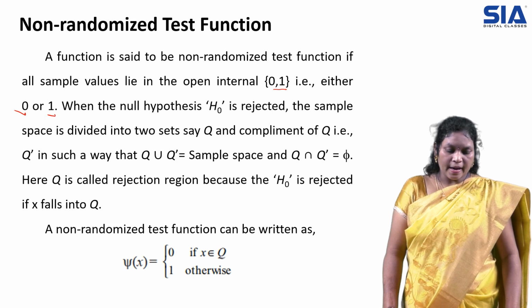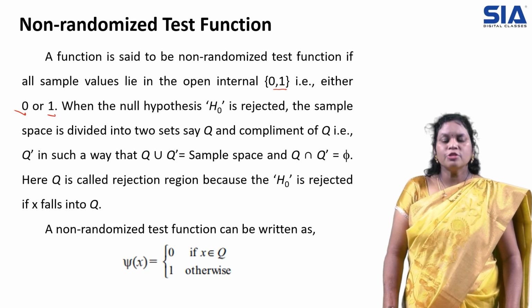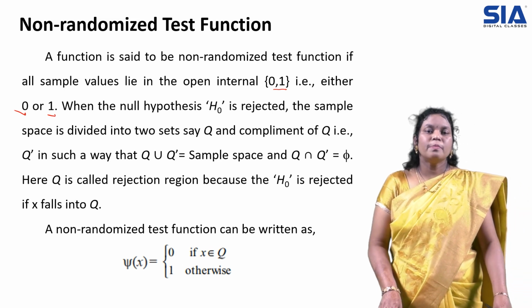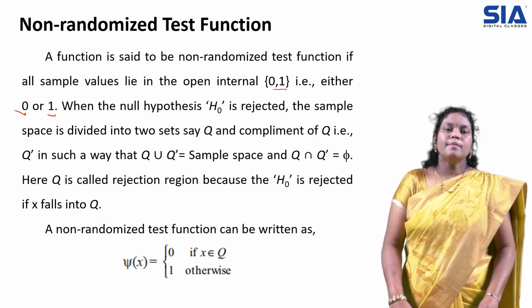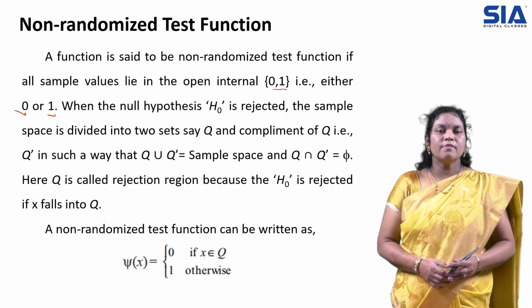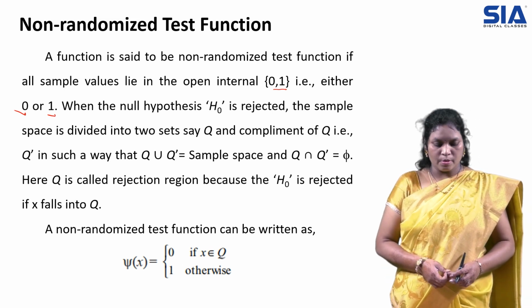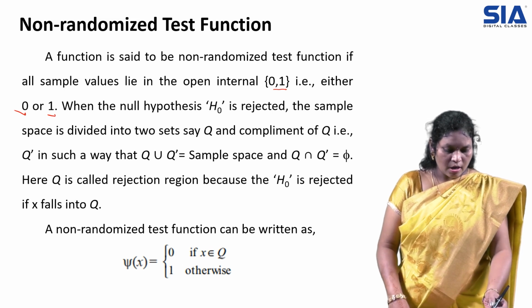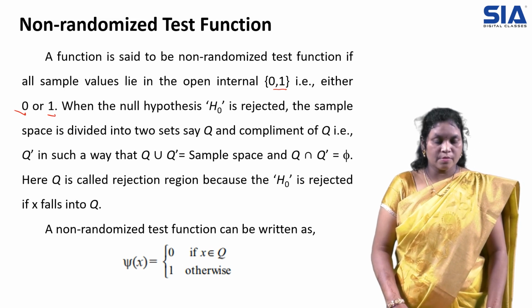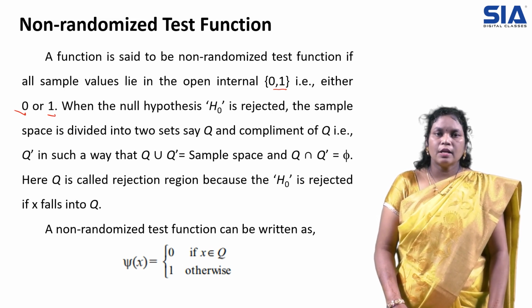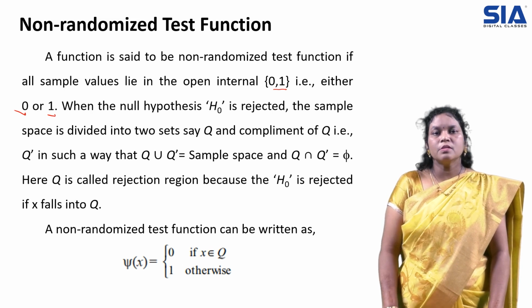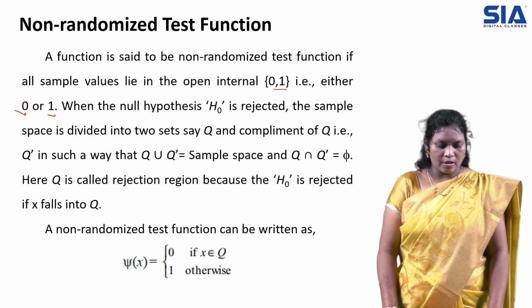So just like randomized, non-randomized is also a function, and we'll consider that the function should be of open interval and the limits are 0 and 1. Means either we'll get 0 as the probability or 1 as the probability. So now let us check how it goes on through the null hypothesis, whether we need to reject the null hypothesis or accept the null hypothesis based on this open interval. Let us check that also.